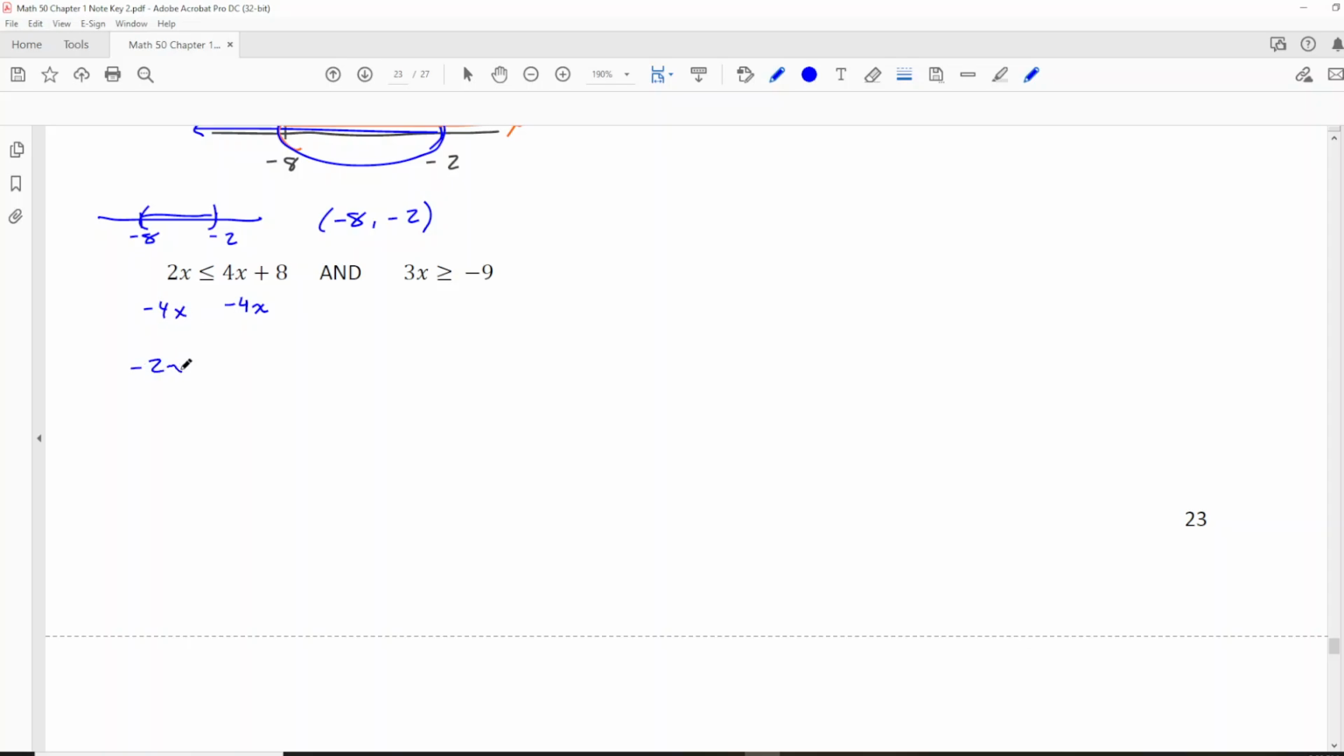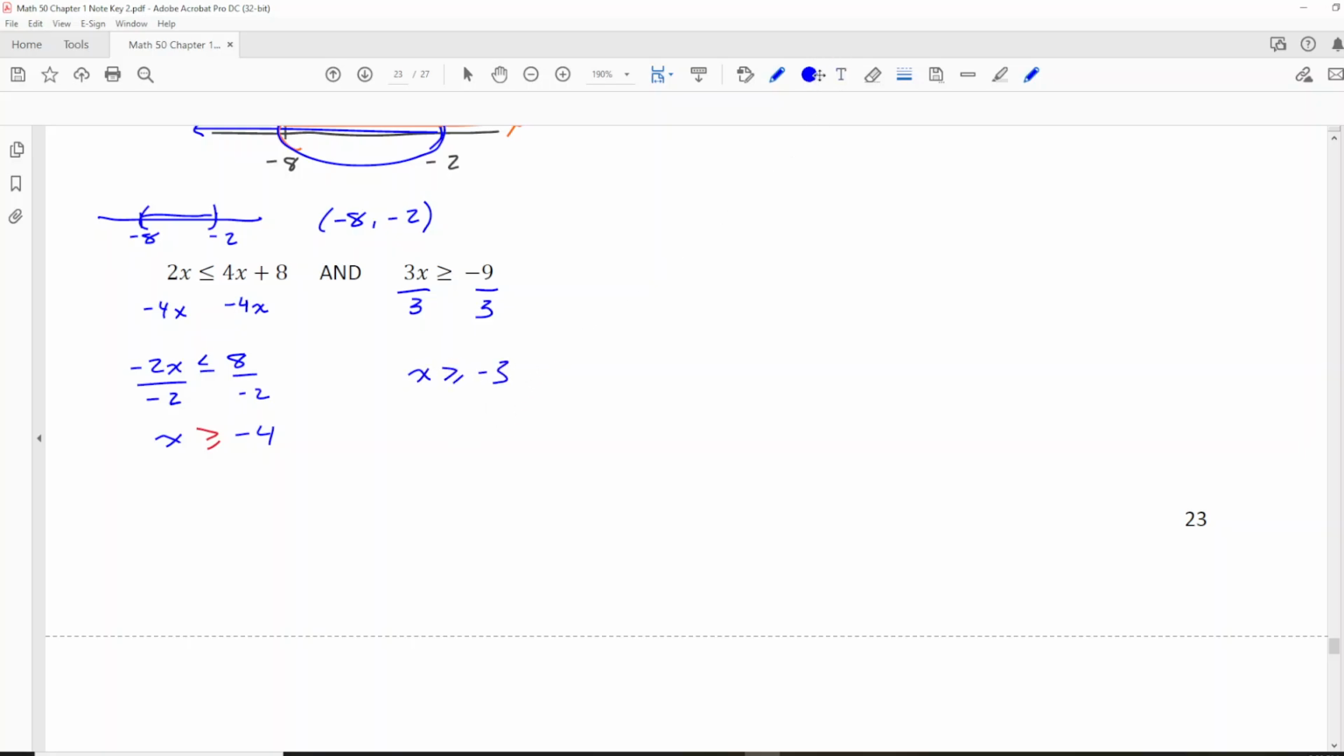So I'm going to get -2x is less than or equal to 8. Then I'm going to divide both sides by -2. When I do that, I'm going to remember to flip my inequality sign. So I end up with x is greater than or equal to -4. Then I'm going to do the same thing here. This one I just have to divide by 3, and I get x is greater than or equal to -3.